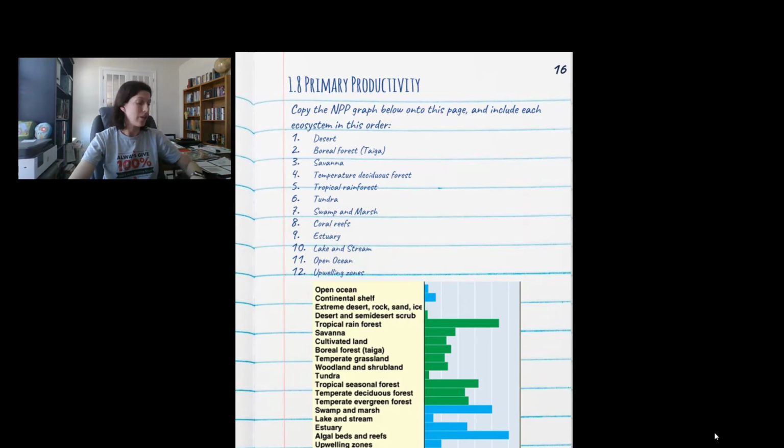Okay, so switch over to page 16. Right next door, you're going to copy this NPP graph below onto this page, and then you're going to include each ecosystem in this order. So what I'm going to do first is show you my setup, and I want you to set it up just exactly like I'm going to show you, and then we'll fill in the actual data for the primary productivity of each biome, and then we'll look at it all together.